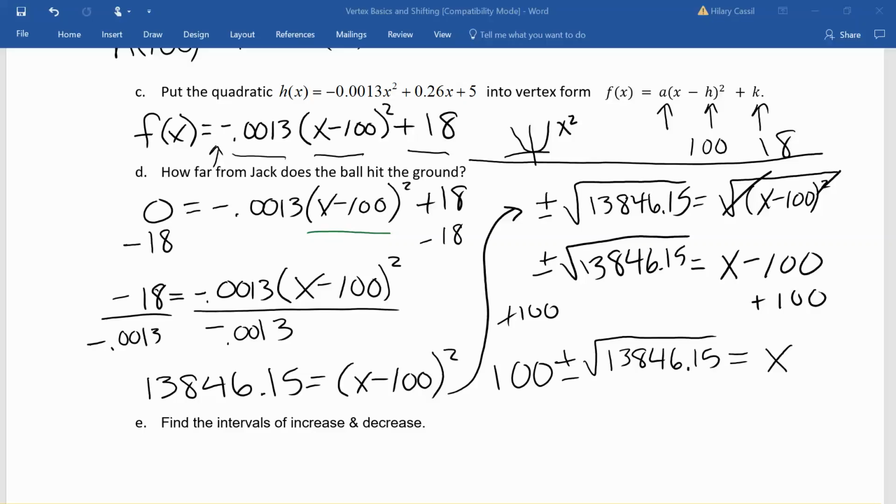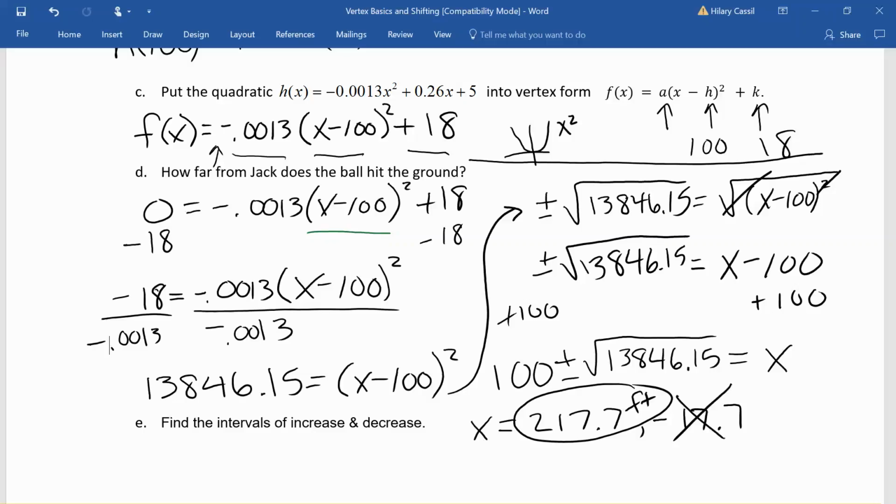One will come from 100 plus the square root of 13,846.15, and the second one will come from 100 minus the square root of 13,846.15. So let's go ahead and find those two values. So algebraically, we have two solutions to this equation, 217.7 and negative 17.7. But our question was, how far from Jack does the ball hit the ground? So we know our answer is going to be this positive value, 217.7 feet away. Disregard that negative value for this applied problem.